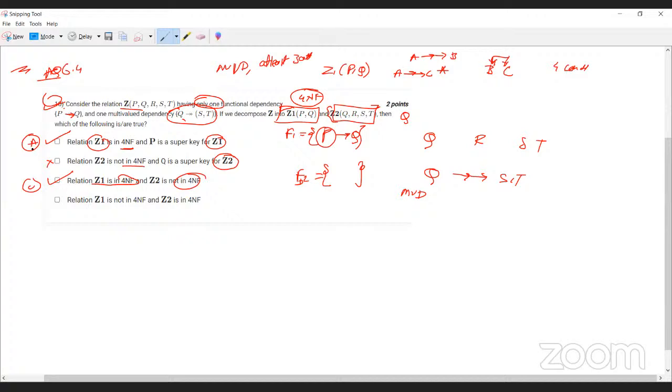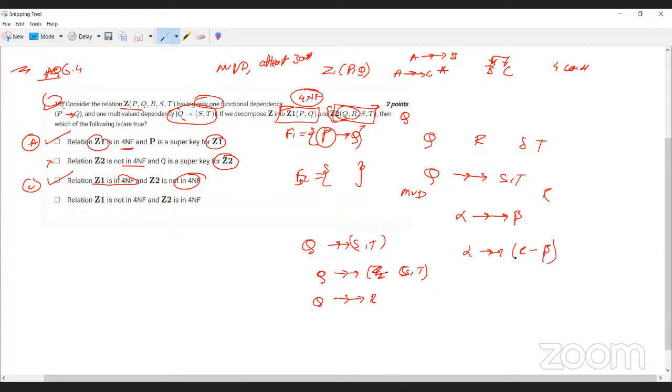There is some rule that may be confusing. If Q multi-determines ST, then Q also multi-determines R minus ST. So Q will also multi-determine R, where R is our Z2, which is a relation R. There are a few rules for that, so if I say alpha multi-determines beta for a relation R, then I can say alpha multi-determines R minus beta.